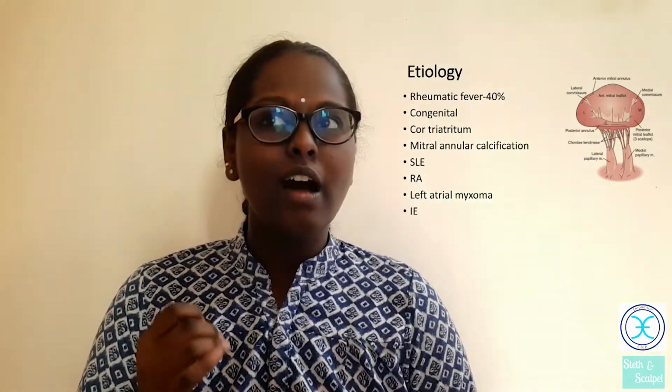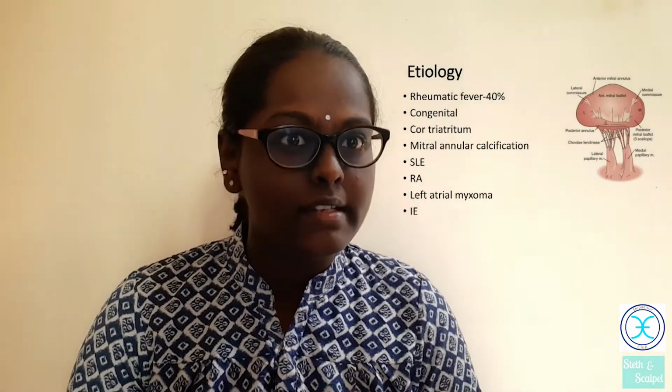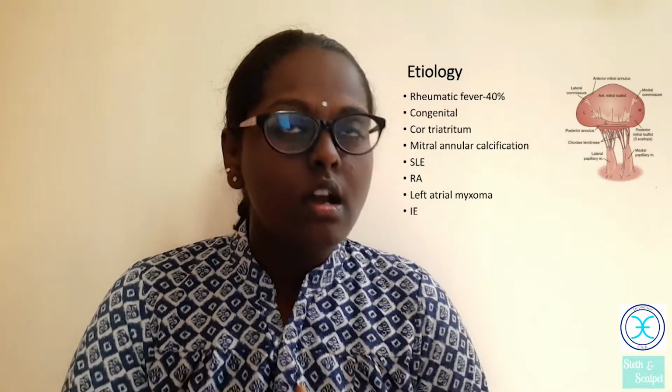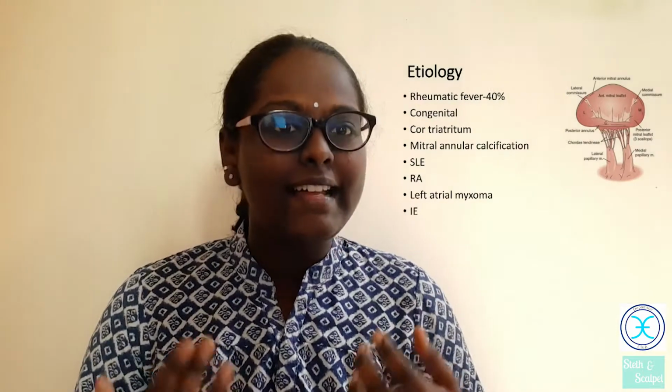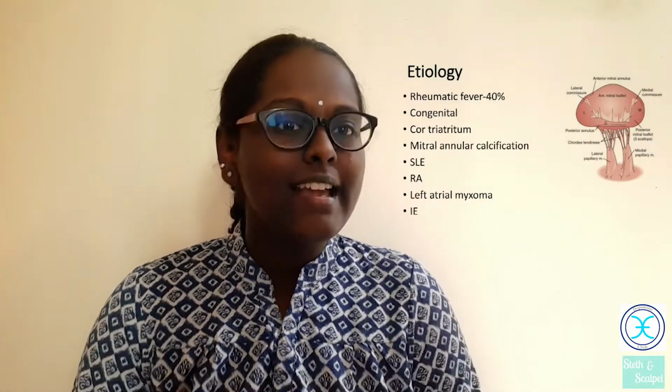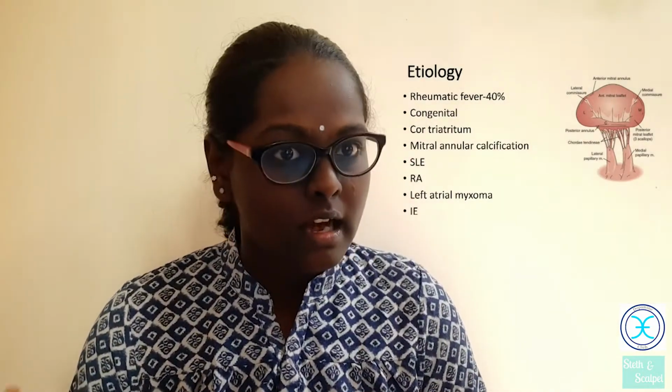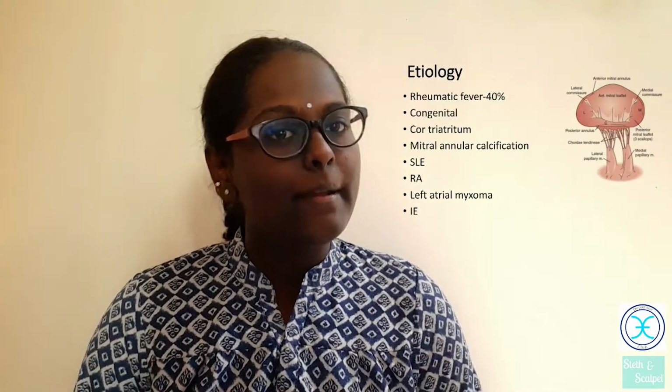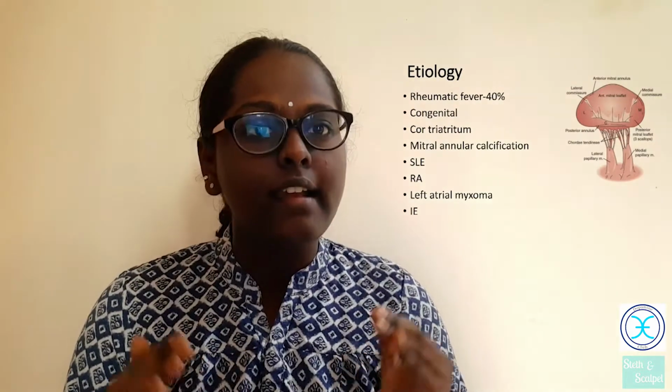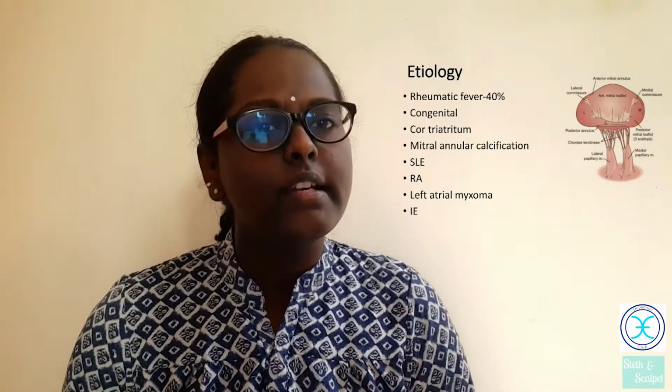Okay, other common reasons are congenital, which can happen when there is more than one atrium, like cor triatriatum. It can happen in autoimmune diseases like SLE and rheumatoid arthritis. It can happen in myxoma, left atrial myxoma. It can happen in infective disorders like infective endocarditis when vegetations are extensive. These are some of the common reasons why mitral stenosis occurs.